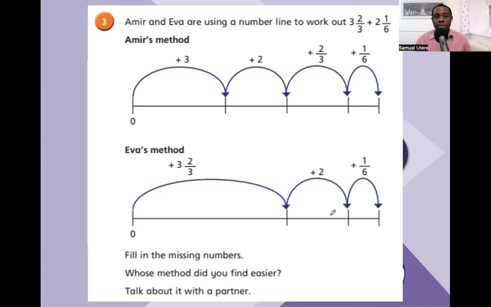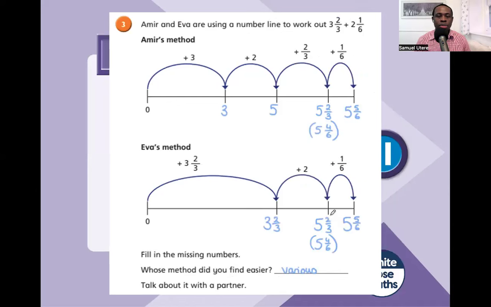Assuming you've paused the video and you've answered question 3, here are the answers. Let's discuss them. So question 3, you were asked, Amir and Eva are using a number line to work out 3 2/3 plus 2 1/6. And here is their method. And then here is Eva's method. So you were asked to fill in the missing numbers. So this was similar to what we looked at in our previous questions.